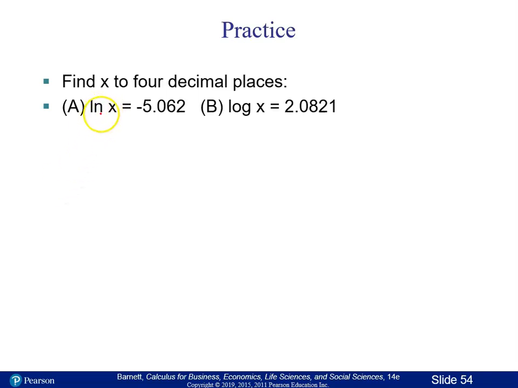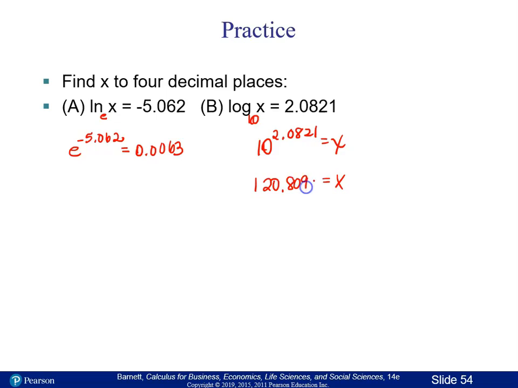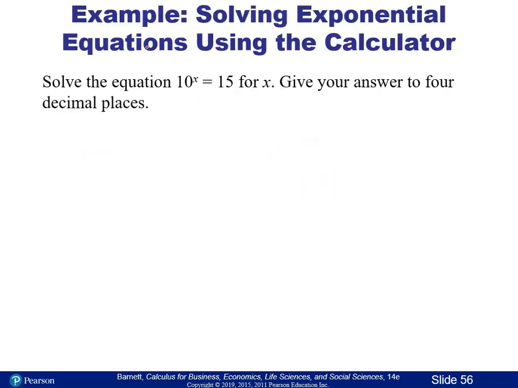In each case, this ln has a base of e, so it's going to be e to the negative 5.062, so 0.0063. And then this one, log, has a base of 10 if it's not specified. So x is going to be 120.8092.